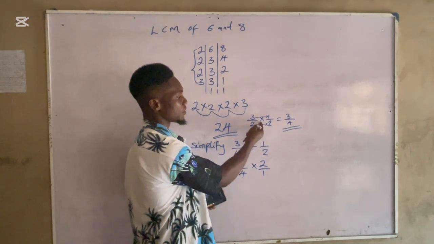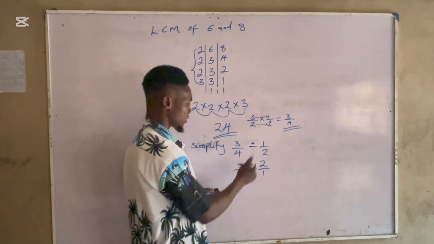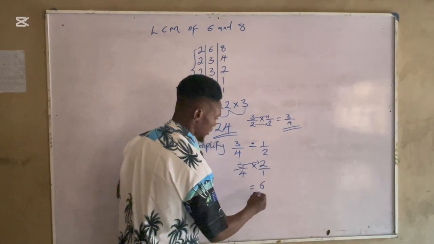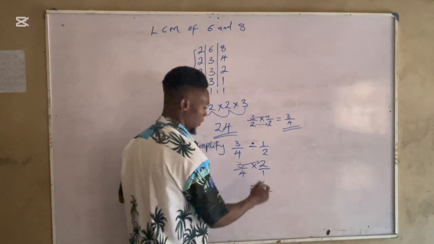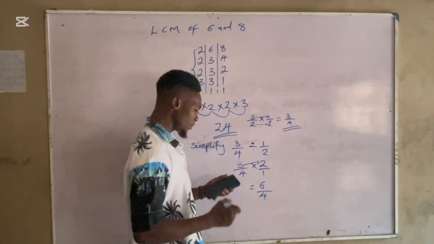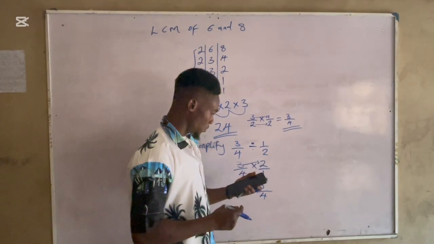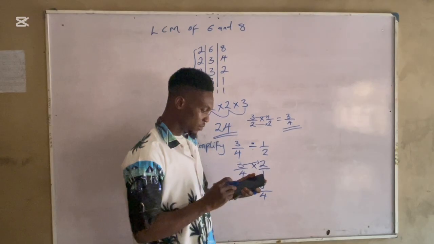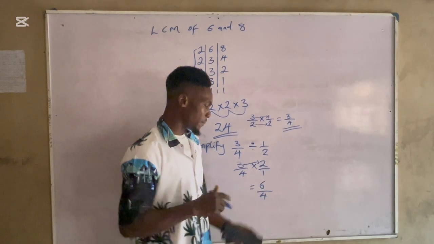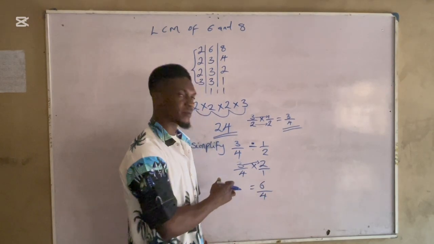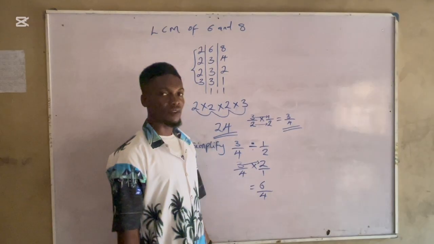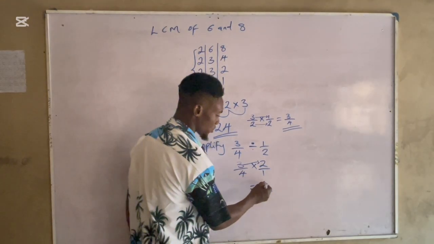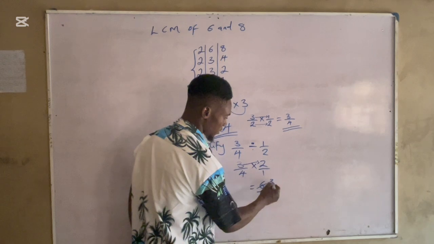Then I can now multiply the way I multiplied my fraction here. 3 times 2 will give us 6. And then 4 times 1 is 4. You check in your options, we have 6/4. So 6/4 is there, which is option B. But when you look at this, we can simplify this to the lowest form. 2 can divide these numbers. 2 into 6 will give us 3.